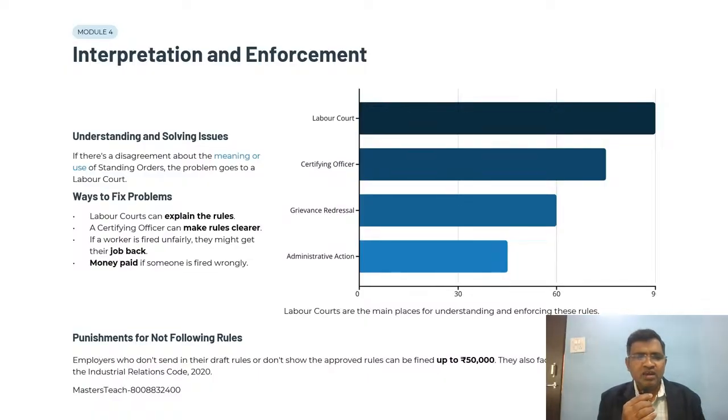Then, punishment for not following the rules. If the employers do not follow the rules and don't show the approved rules, then they can be fined up to 50,000. They can also face ongoing penalties as per the Industrial Relations Code 2020. What you have to remember is that everybody has to follow the rules. If not, then the labor court will punish them.